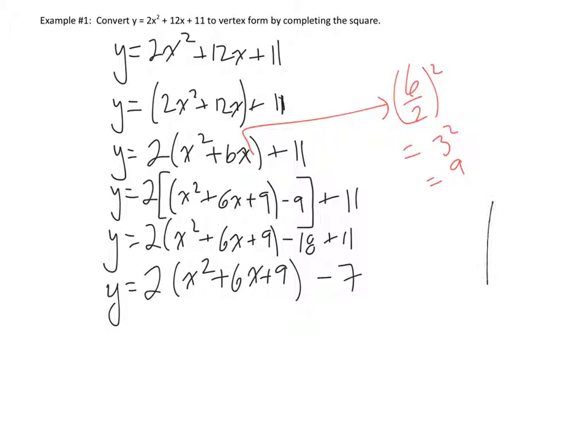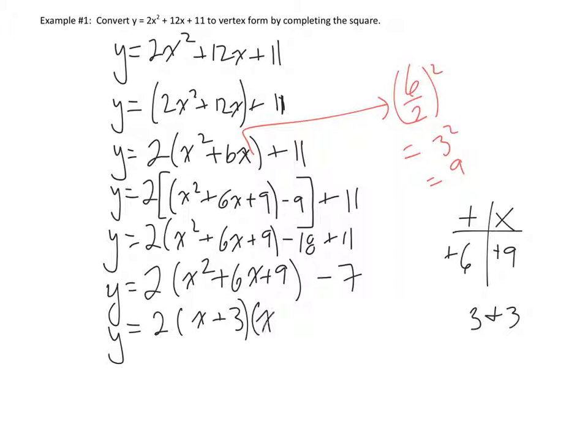Just in case you're unclear, I'm going to draw my plus times table, and what's going to multiply to positive 9 and add to positive 6? I believe it's 3 and 3. So I can go the long way and just say y equals 2 times x plus 3, x plus 3, minus 7, and I hope by now you're looking at this going, oh my gosh, we don't have to do this the long way every time. So we can say y equals 2 times x plus 3 squared minus 7, and my vertex in that situation would be negative 3, negative 7.